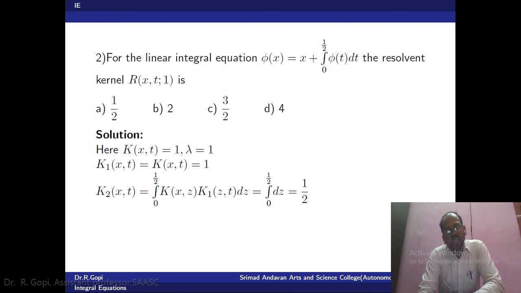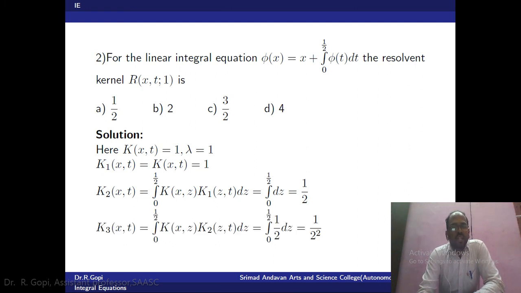So integral 0 to 1 by 2 of 1 into dz. dz integrates to z, so substituting the upper limit and lower limit, we get 1 by 2. So k2 of x comma t is nothing but 1 by 2. Then we have to find k3.